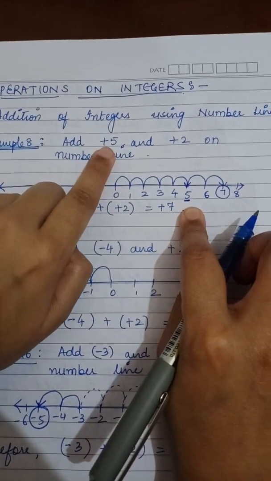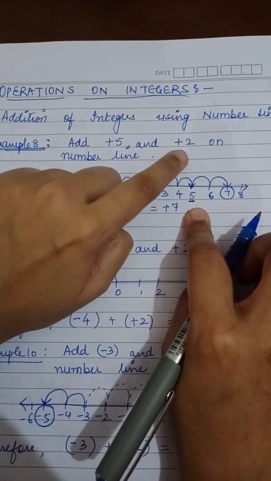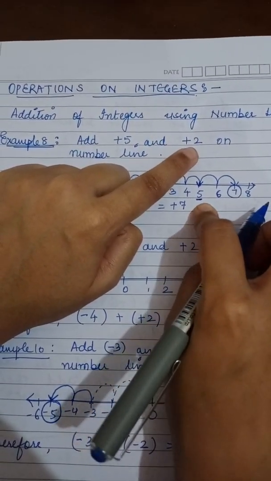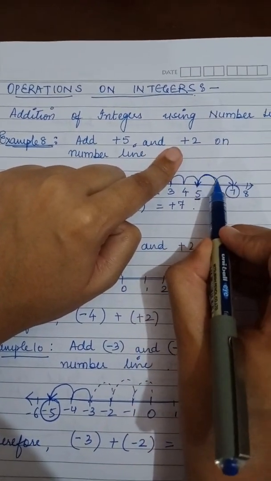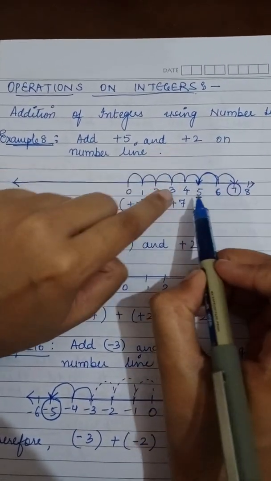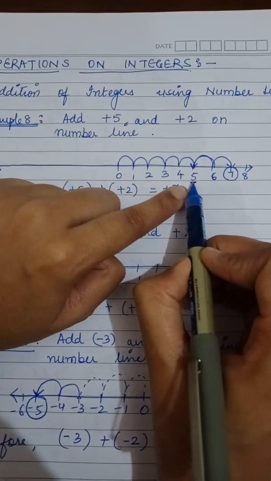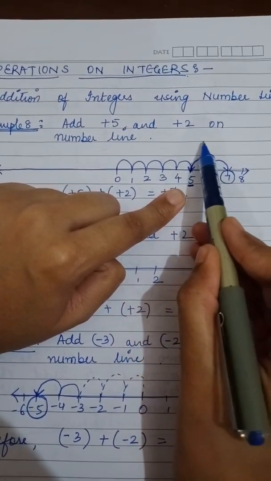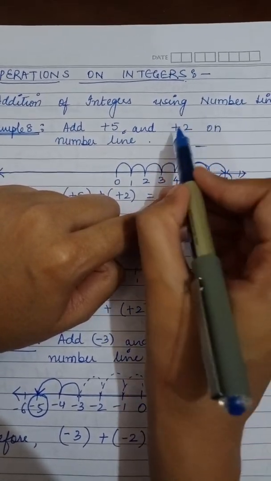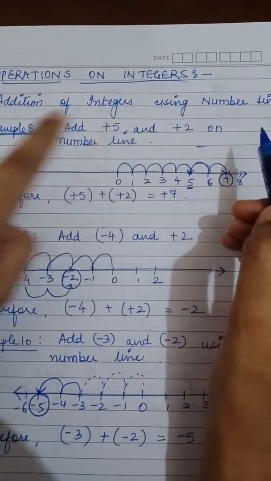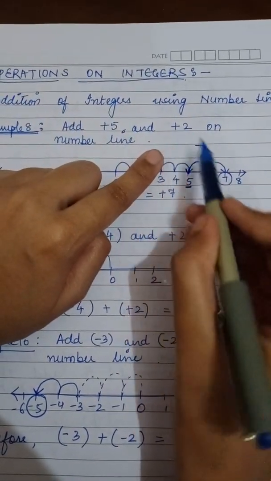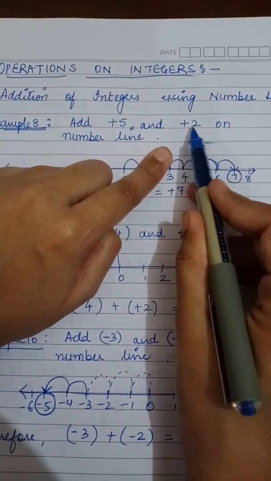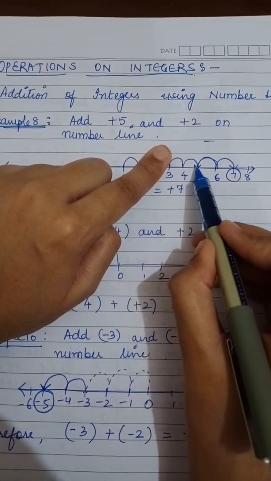You have to add, you have to do plus 2 on the number line. Plus 2 means you have to move 2 numbers forward to the right side from 5. 5 we have marked here. Now plus means I have to move to the right side. If it would have been minus, I would have gone to the left side. But here it is plus, so I am going to go to the right side. Plus 2, that means I am going to shift 2 moves.